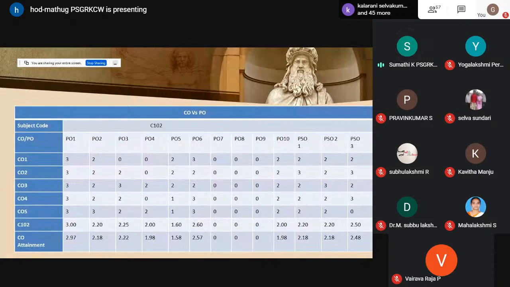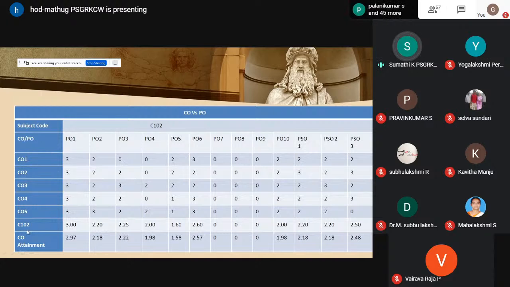Then for a subject, here C102 is the subject. For this subject, I have formulated the CO-PO matrix. It is CO1, PO1, 3 or 2 or 0. All this matrix has been completed. And now, what is this value? I just find out the average of all these values, CO1, CO2, CO3, CO4, CO5, and put it corresponding to the class.